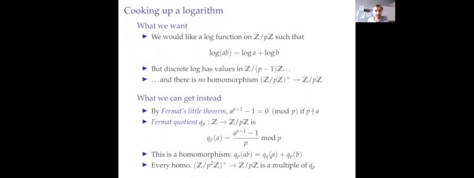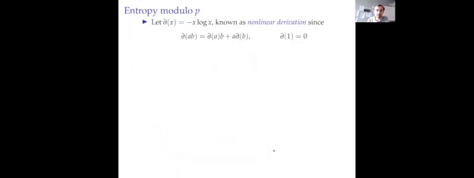And actually, there's a slightly different way to think about it. Let me explain another way you can use this idea to make entropy modulo P. Instead of looking just at the logarithm, you can look at minus x log x. This function is called a nonlinear derivation. I'm going to denote it by this partial derivative symbol, simply because it satisfies the property that if you compute this function for a product of two things, then it looks like this. So it's just like a derivative. And also, if you compute it of one, then it's zero. That's also what a derivative has.